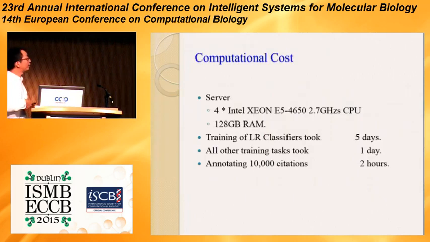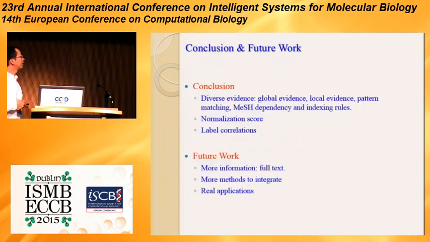Another advantage of our method is we only use a very moderate server. It maybe only costs about $7,000 US, I think. And training the whole logistic regression classifier for the whole MeSH heading set takes around 5 days, and the other training time is 1 day. But in annotation, 10,000 citations take only 2 hours. And this is the take-home message.